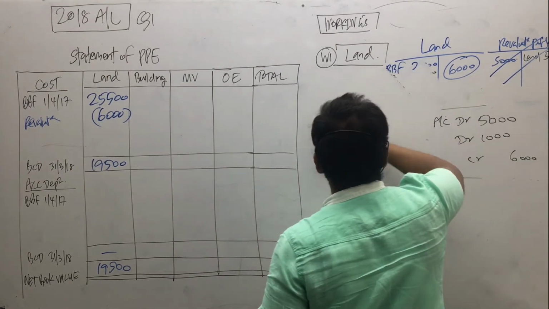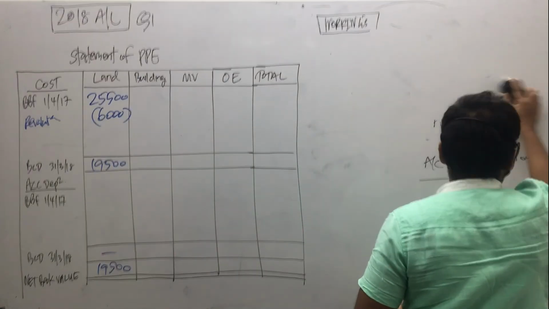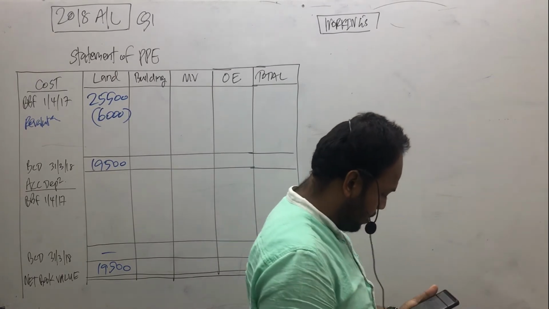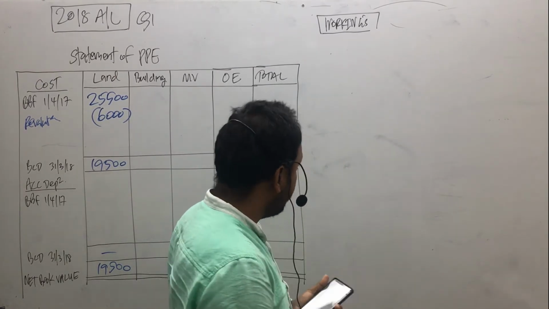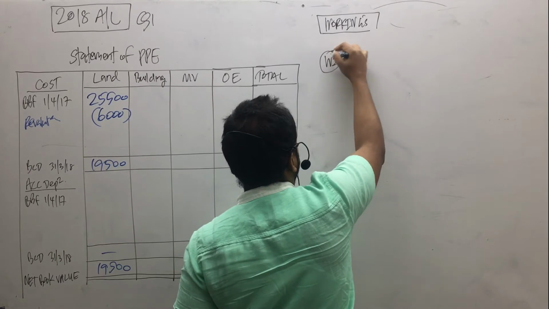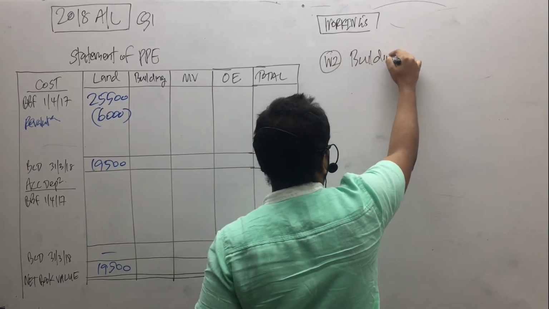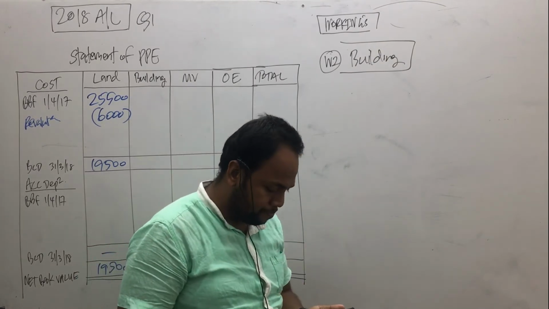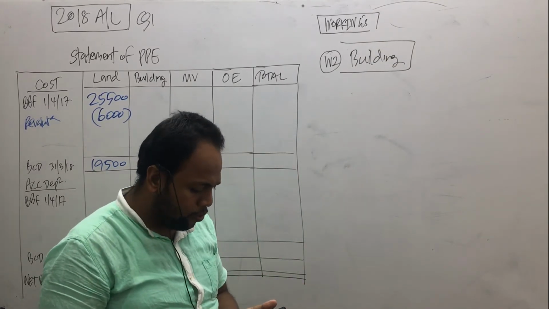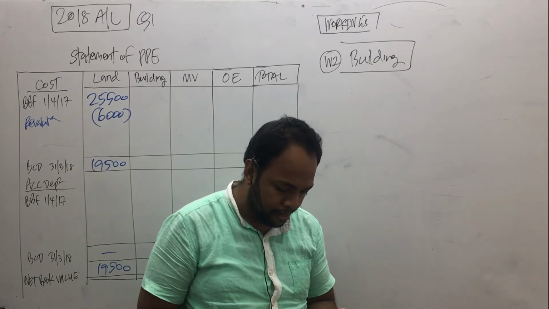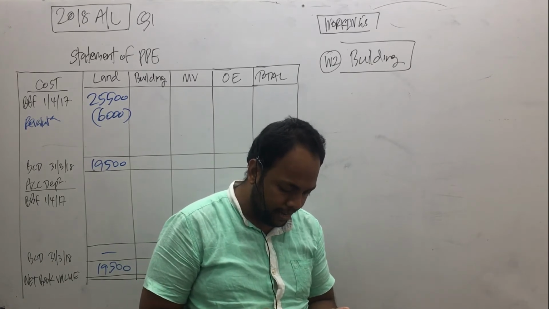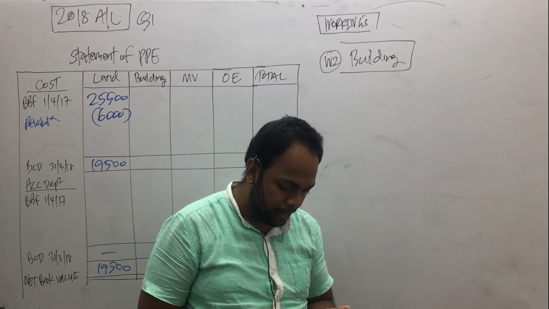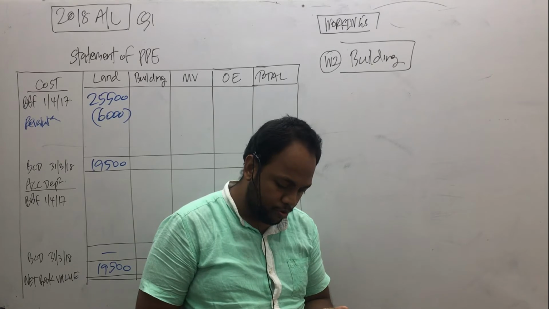So let's move on to the next asset. The second asset is building, working number 2. Let's do building. The construction of a new building costing 4 million was completed on 31st March 2018, and the adjustments related to the new building have been properly accounted for in the books.